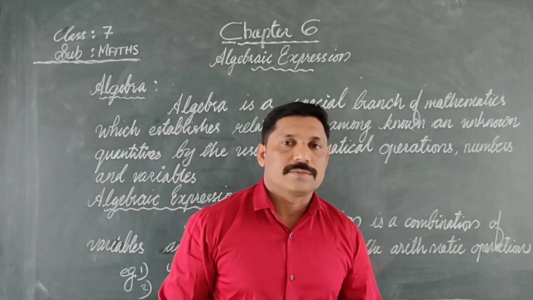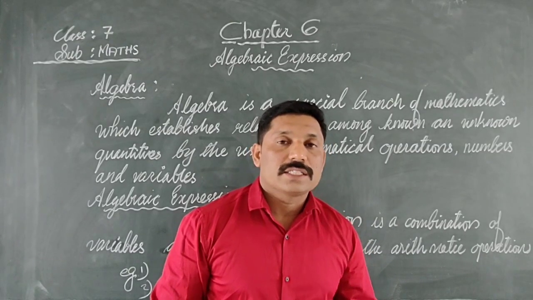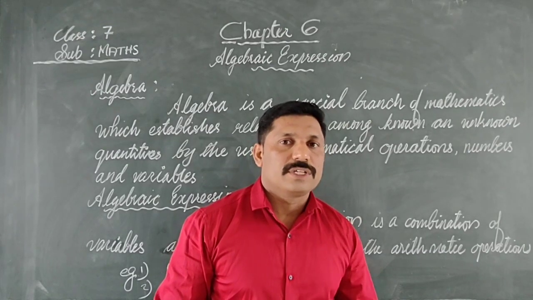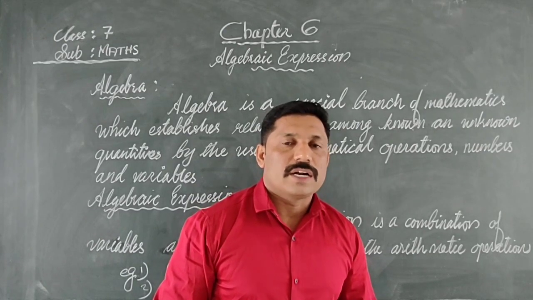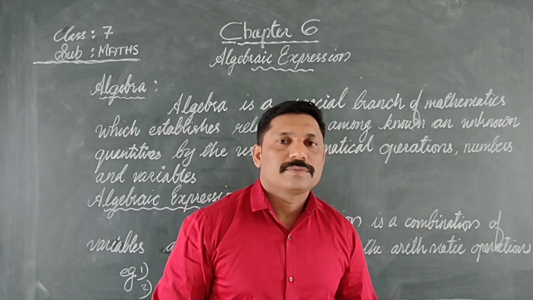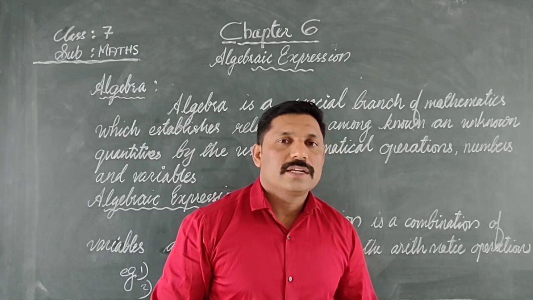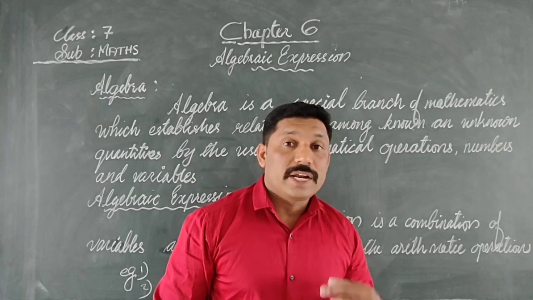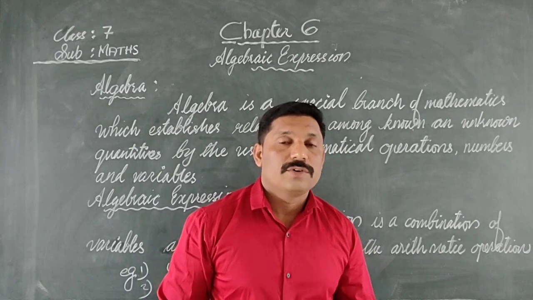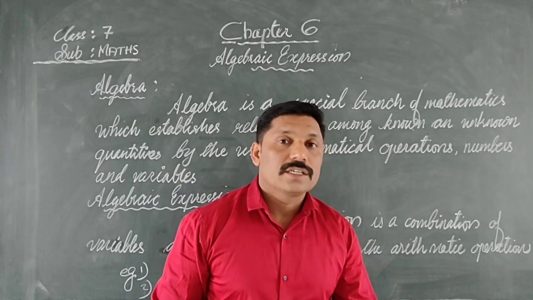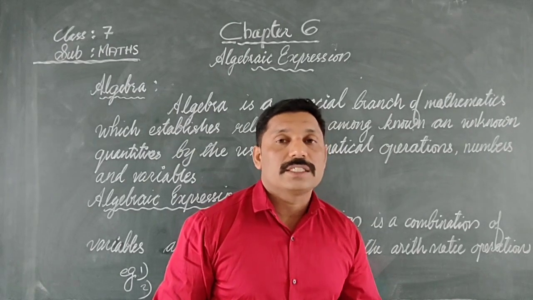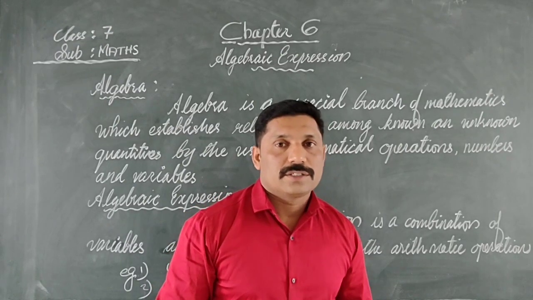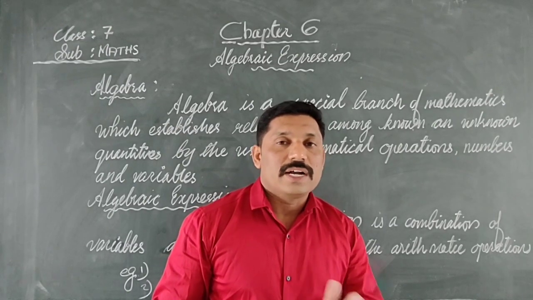Example: some situations may arise in life where some quantities are unknown. Suppose at your home you ask your grandmother, sometimes you might have asked her, grandpa, what is your age? Or grandma, what is your age? Then they will not say it directly. They say that my age is 3 times more than your mother's age. So you don't know what is grandmother's age, you don't know what is your mother's age. So here some quantities are unknown.